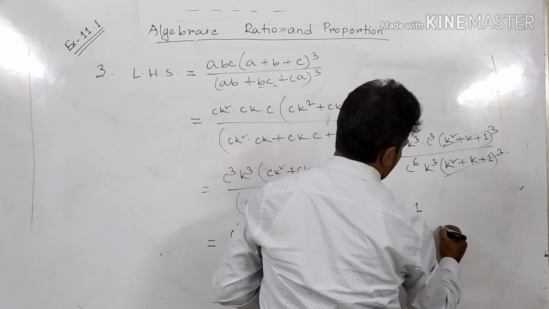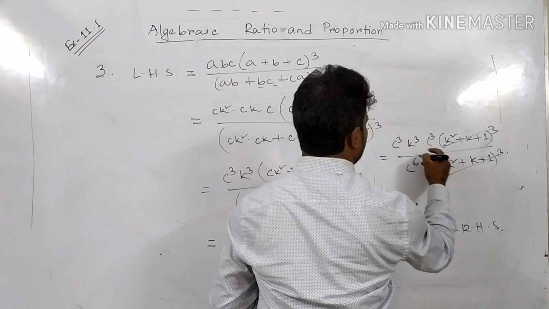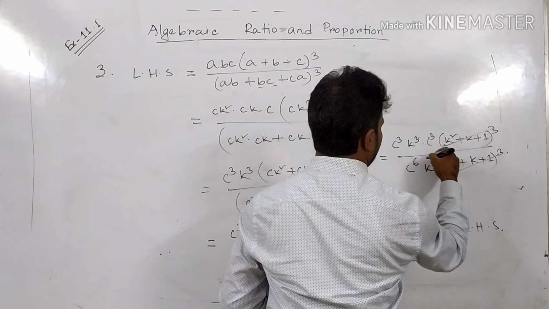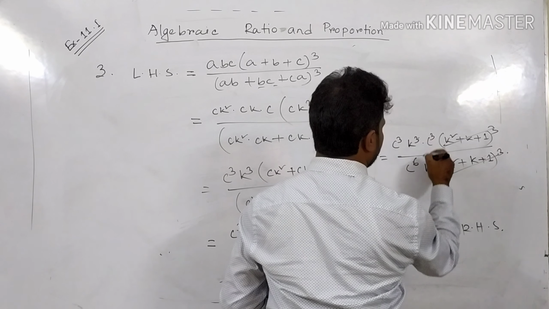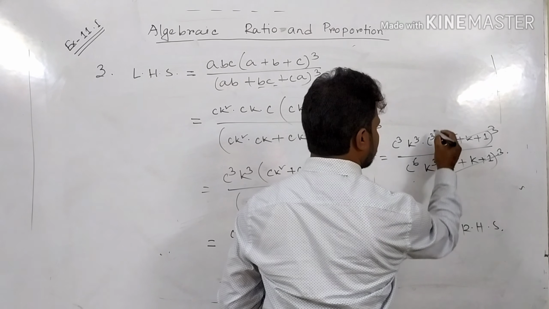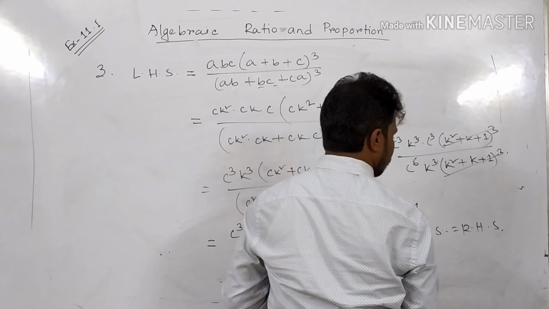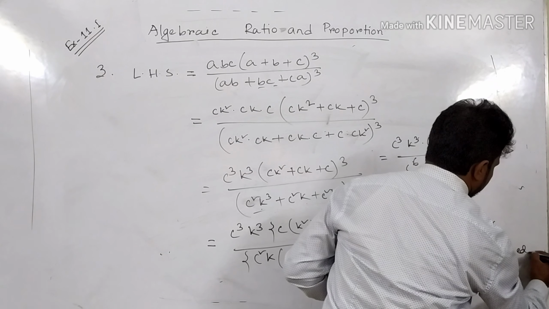Therefore left hand side equals right hand side, because c cube, then again k to the power 3 or k cube and c to the power 6, then c cube on the left, again you will eliminate or reduce, you will get 1. Therefore left hand side and right hand side proved, okay.